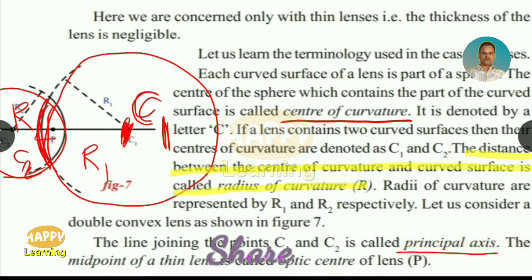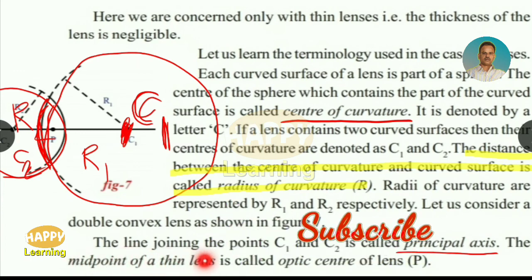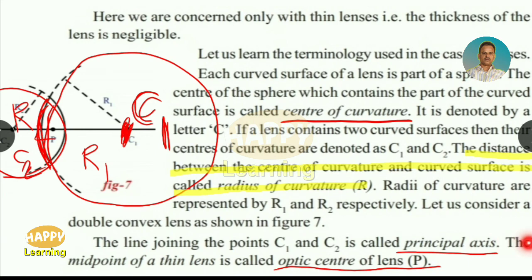Then the midpoint of a thin lens is called optic center of the lens. So this is the midpoint of the lens. The midpoint of a thin lens is called optic center of the lens, denoted by letter P. Here it is. The center of the lens is the optic center.